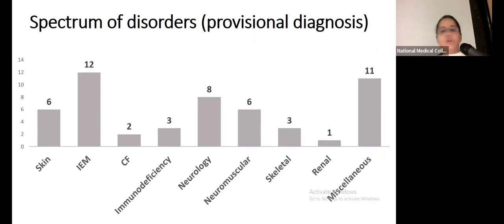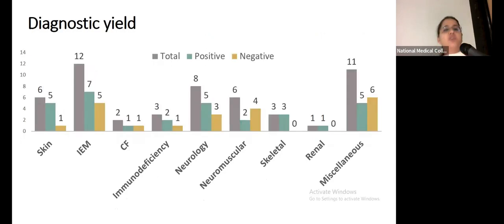With spectrum disorders, as expected, many of them had skin disorders, inborn errors of metabolism, cystic fibrosis, immunodeficiency, neurological disorders, neuromuscular, skeletal, and renal disorders. The miscellaneous group is the one where the patients could not be grouped into any of these disorders. So they probably had a mixture of these things, or a category for which it is not right to create another category. Based upon the spectrum of disorders, we found the diagnostic yield again varied.